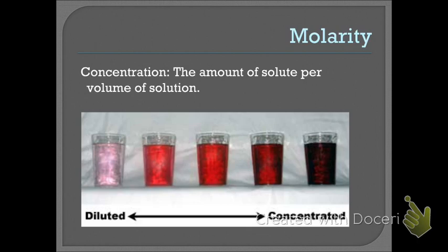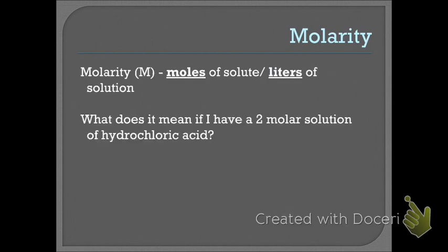So you can either be dilute or concentrated. So concentrated means there's a high amount of solute per volume of solution. Dilute means there's not much. So molarity can be broken down into moles of solute over liters of the solution. So it's a mole per volume.